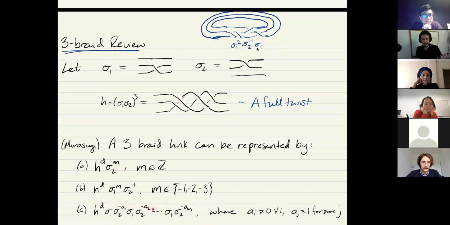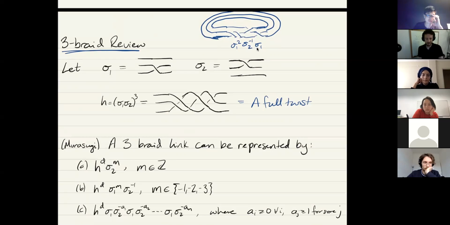And so I have A1, A2, up to AN, these exponents. And the restriction that I have on these A's is I want them to all be greater than or equal to 0. And one of them has to be strictly greater than 0, at least one of them. So you can represent any three braid in this way. And so this is the way I'm going to be thinking about three braids. I'm going to be thinking about these three different cases and thinking about chi-sliceness.